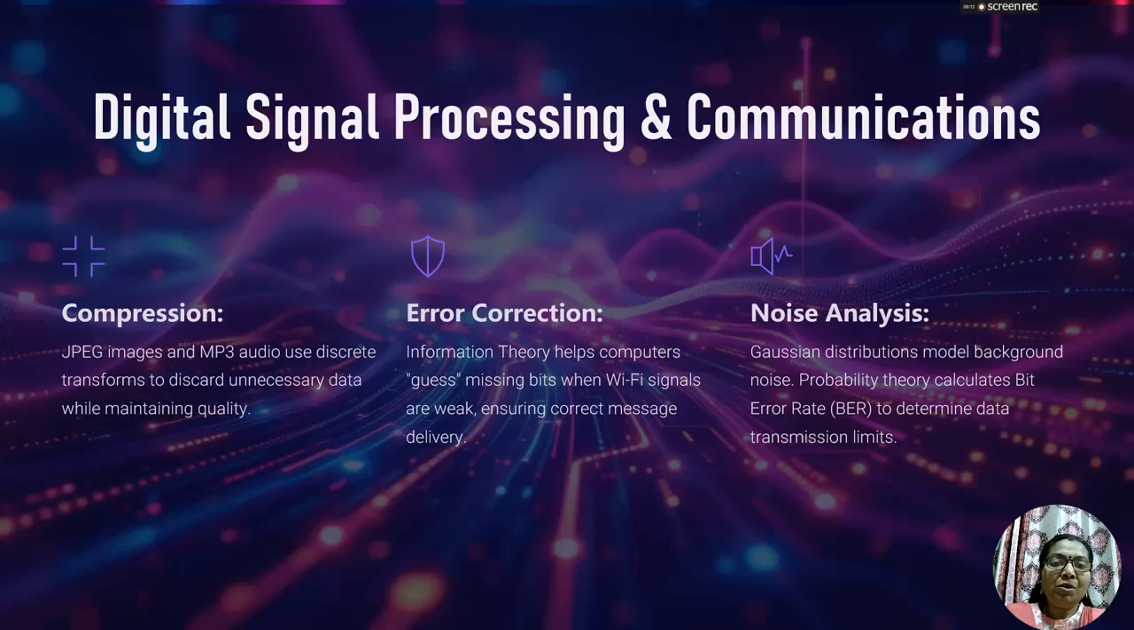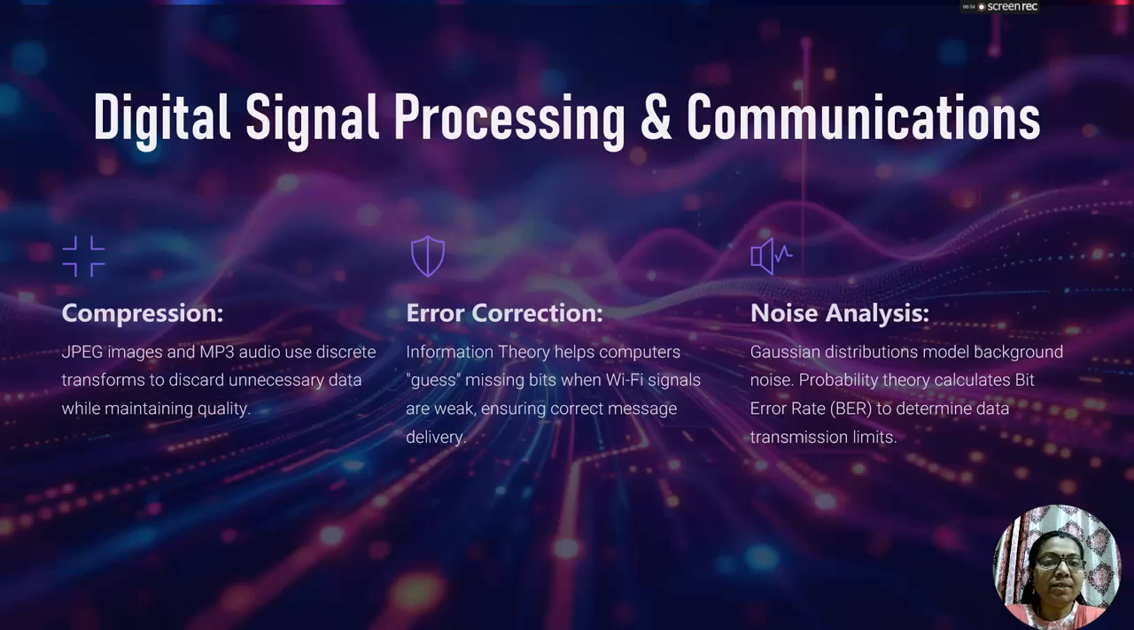So this information theory helps the computers guess the missing bits when Wi-Fi signals are weak, ensuring the correct message delivery. Most of the errors are corrected in this way and we can get a good signal.